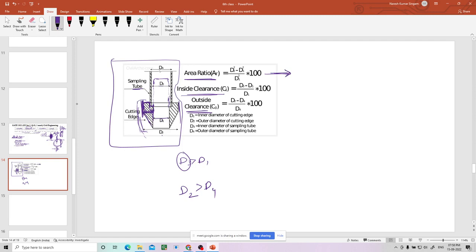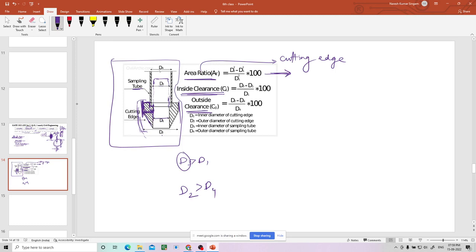What is D2? D2 is the cutting edge, D1 is also cutting edge. Area ratio is only related to the cutting edge. Whereas inside clearance, inside means we are talking only about inside. You have to consider only inside diameters, maybe sampling, maybe cutting edge, D1 and D3. That is the reason why it is involving only D3 and D1. D3 minus D1, because D3 is the sampling tube, so D3 minus D1 with respect to D1. This formula gives inside clearance.